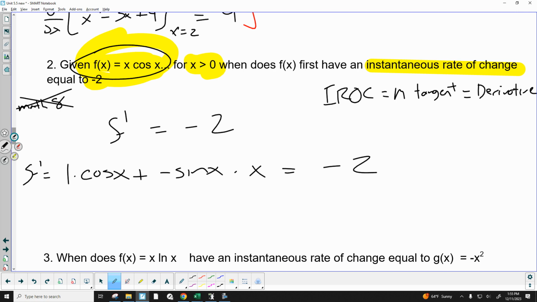I got cos x plus negative sine x times x, and I'm trying to figure out when this equals negative 2. If I try to solve by hand, I'm not going to have a good time. Tell your neighbors, how do you solve equations if you have a calculator? We learned this before lunch. How do you solve equations?